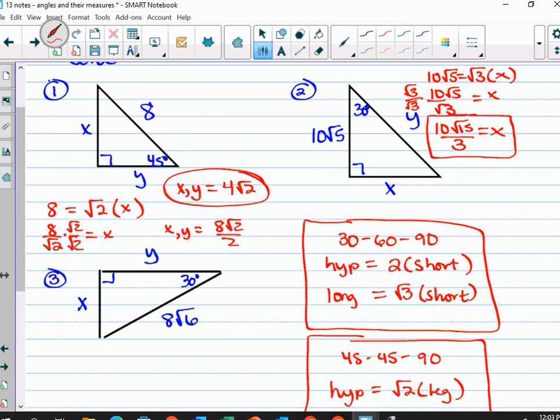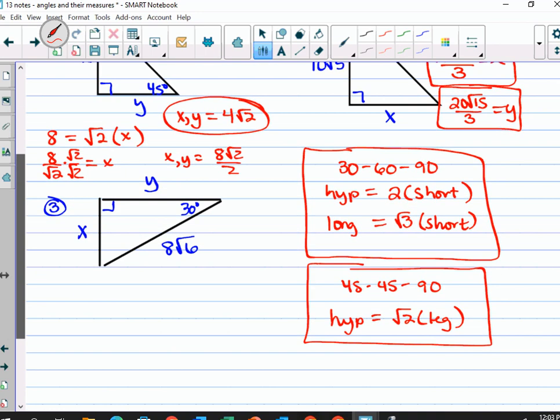How do I find the hypotenuse? Yeah, multiply by 2. So I'm going to get 20 root 15 over 3 for y. All right. We good on 2? Anybody questions on number 2?